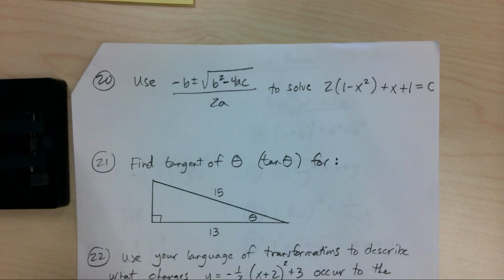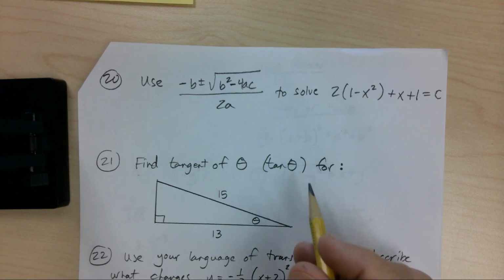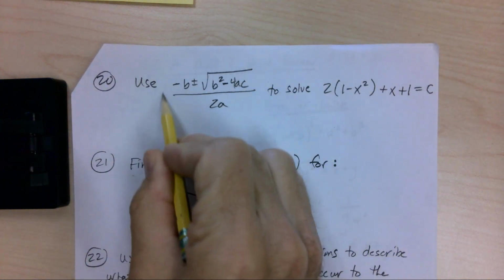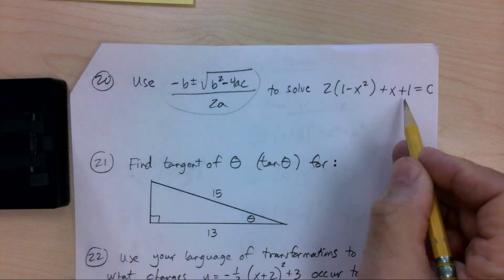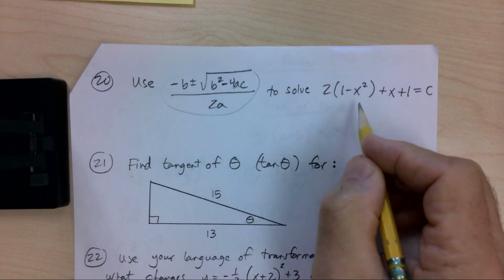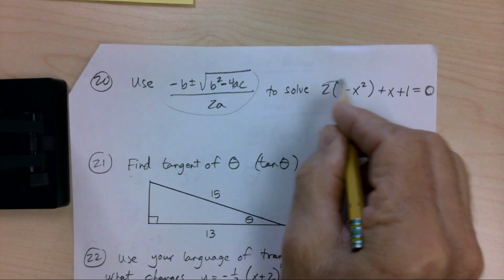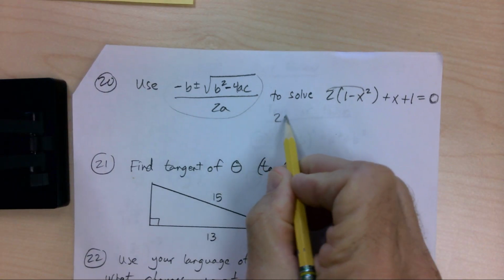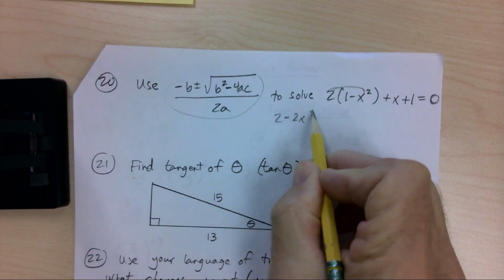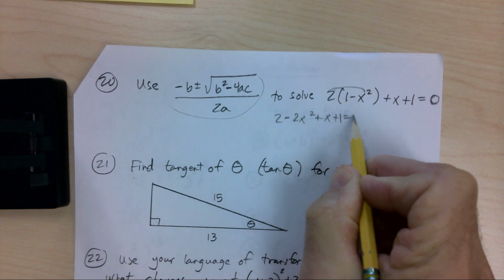All right, part 2, pre-calc, unit 1 quiz. Use the quadratic formula to solve this. This looks like a z, it's a 2. And this is a 0. So let's distribute. So we get 2 minus 2x squared plus x plus 1 equals 0.